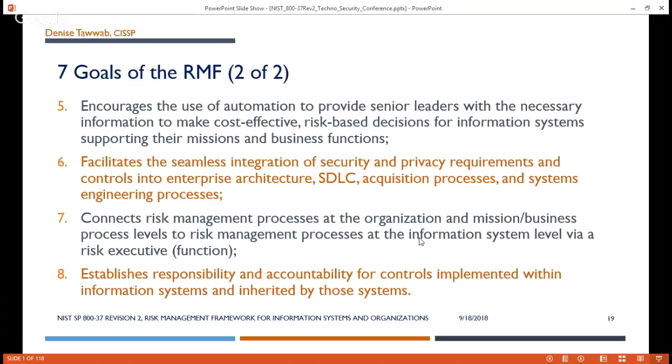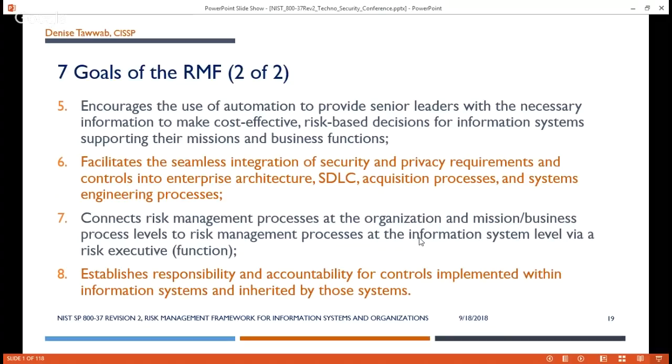The sixth goal of the risk management framework is to facilitate the seamless integration of security and privacy requirements and controls into enterprise architecture, the systems development lifecycle, your acquisition processes, and your systems engineering processes. You literally want to bake security into everything that you're doing.